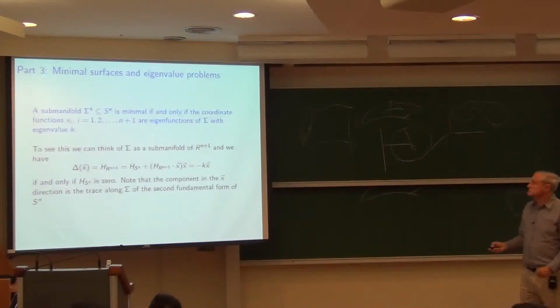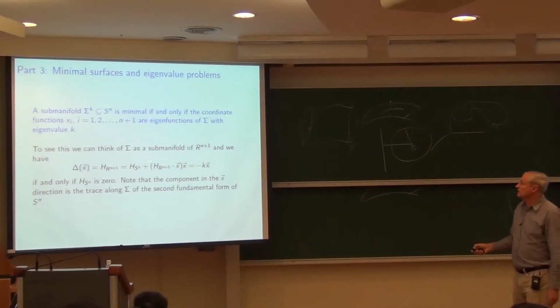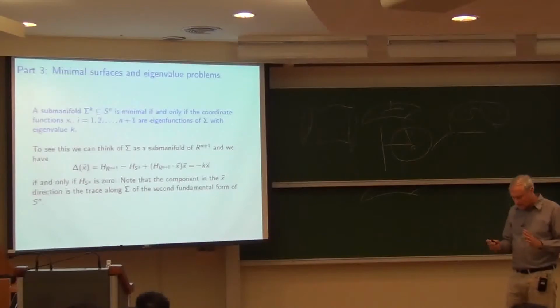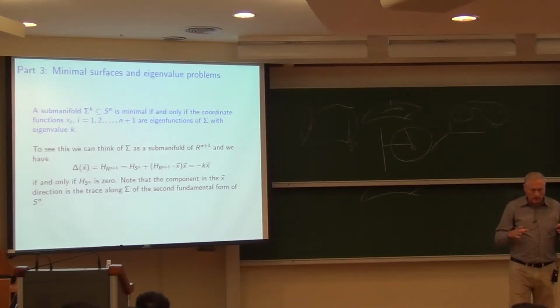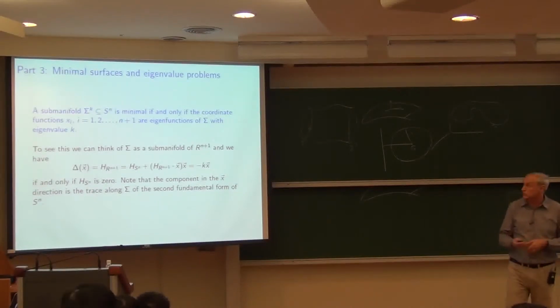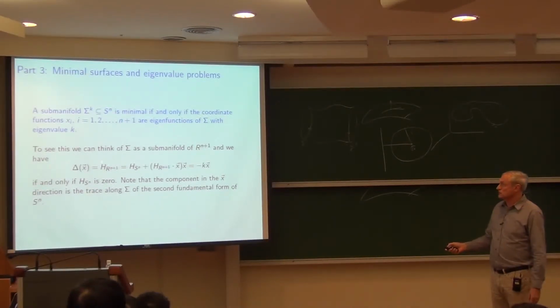Okay, so the proof is not hard. It's just if we think of sigma as a submanifold of R^(n+1), then it turns out for any submanifold of R^(n+1), the Laplacian of the position vector is exactly the mean curvature vector in R^(n+1). So that's H in R^(n+1).